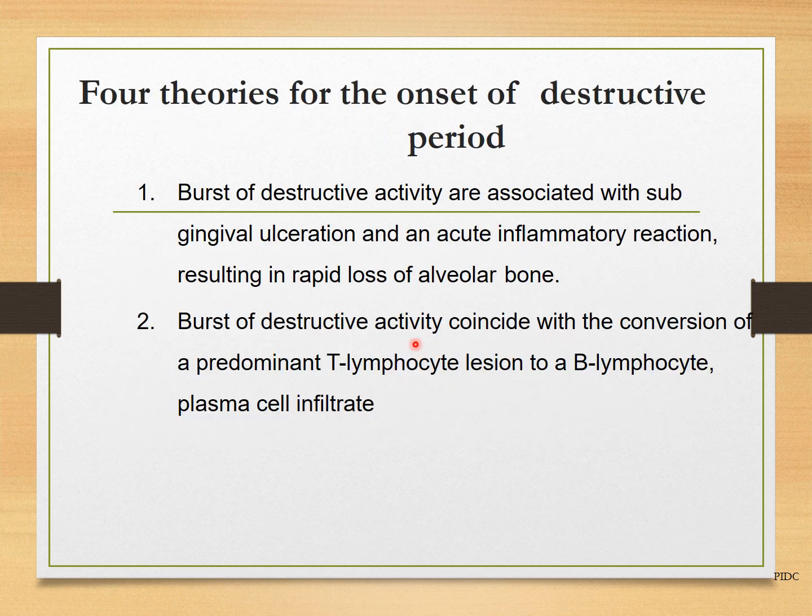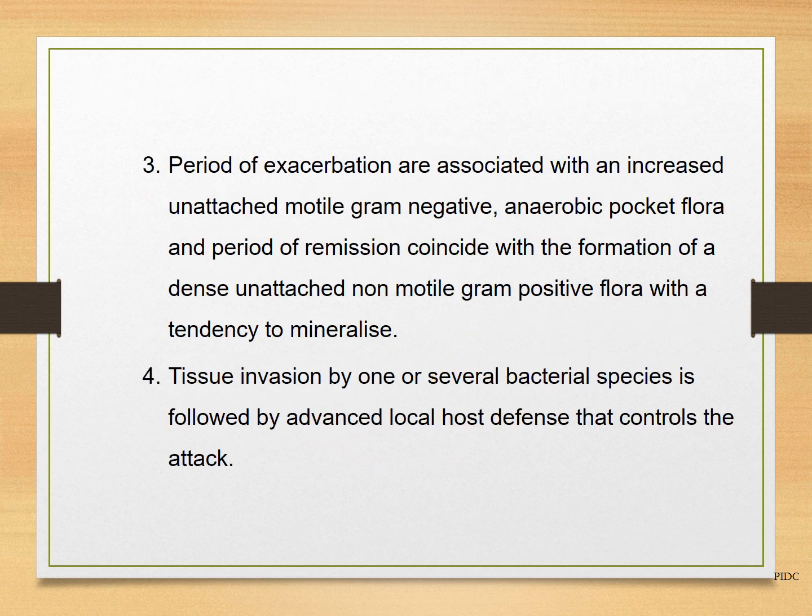Four theories have been found for the onset of destructive period. The first one is that bursts of destructive activity are associated with subgingival ulceration and an acute inflammatory reaction, which results in rapid loss of alveolar bone. The second school of thought is that bursts of destructive activity coincide with the conversion of a predominant T lymphocyte lesion to a B lymphocyte and plasma cell infiltrate.